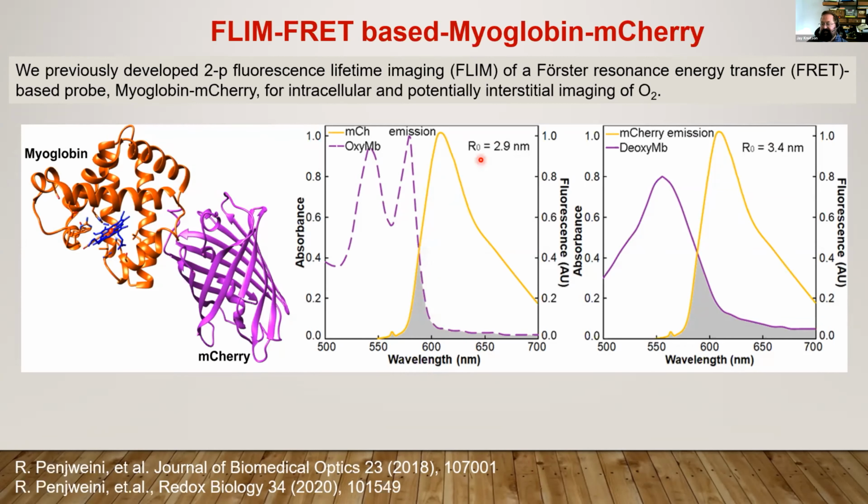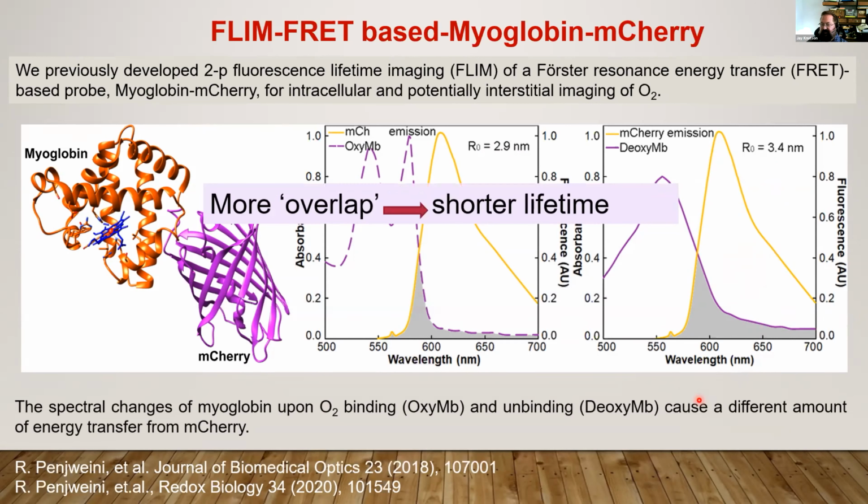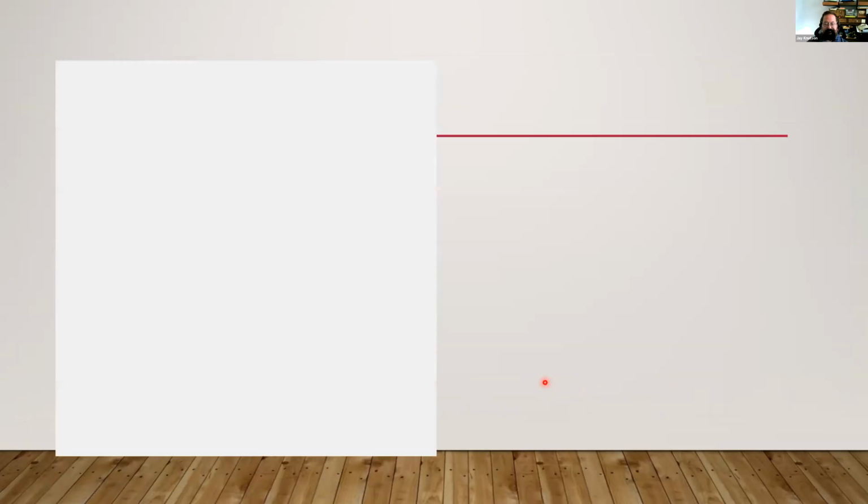So the distance for characteristic Förster transfer is quite long, and the lifetime doesn't drop very much compared to mCherry alone. On the other hand, when the absorbance of myoglobin changes due to loss of oxygen, it extends a tail out in the red that creates more energy transfer. And in particular, the lifetime drops from 1.3 to about 0.93. That doesn't seem like a lot, but it's pretty easy nowadays with short pulse sources to see.